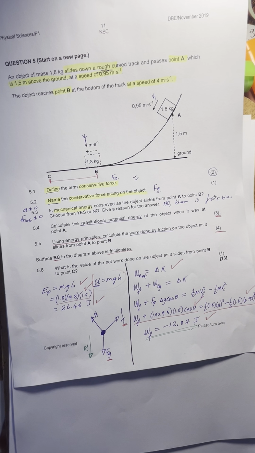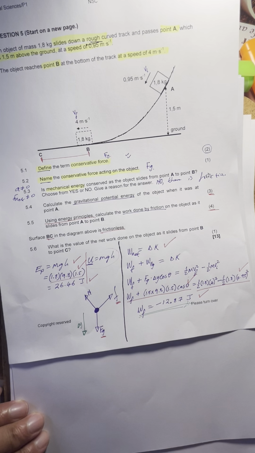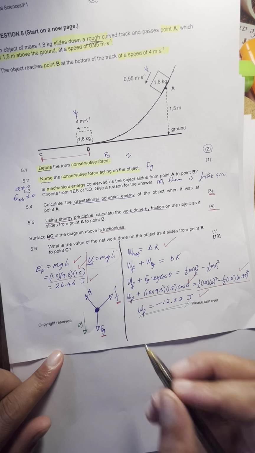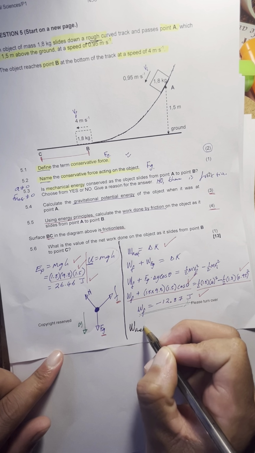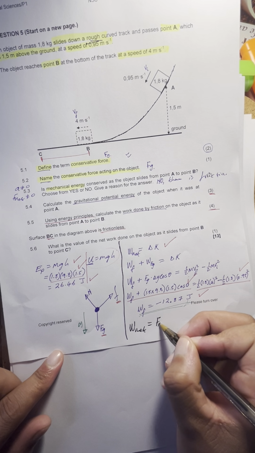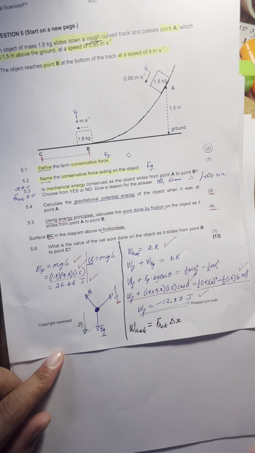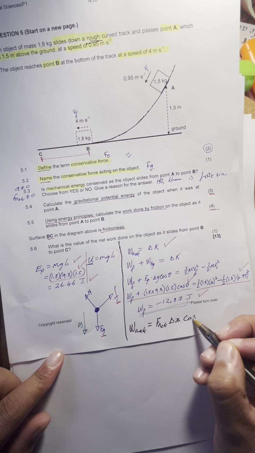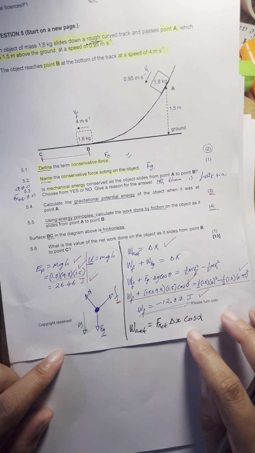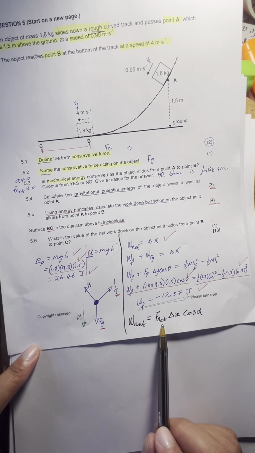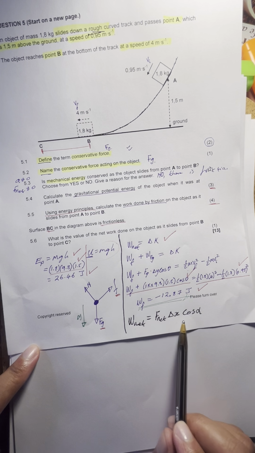So what is the value of the net work done on an object as it slides from point B to point C? The net work done, I think if we write it like this, W net equals F net, multiplied by the displacement, because it will be moving in the x direction now, and the cosine of the angle between the two. Let's use alpha now, because we've used theta for something else. The net work done equals the net force, delta x, cos alpha.